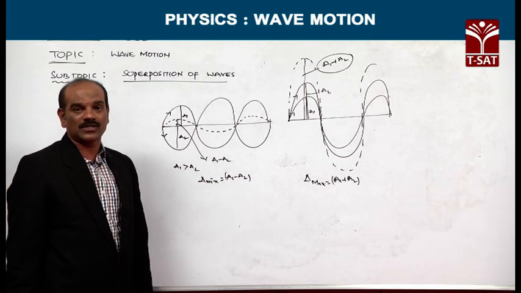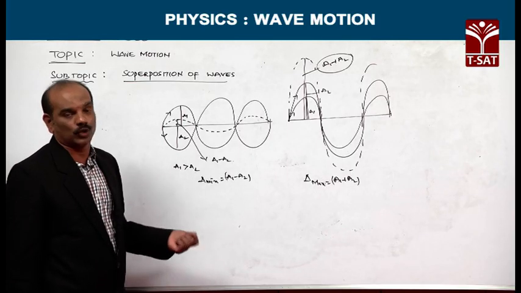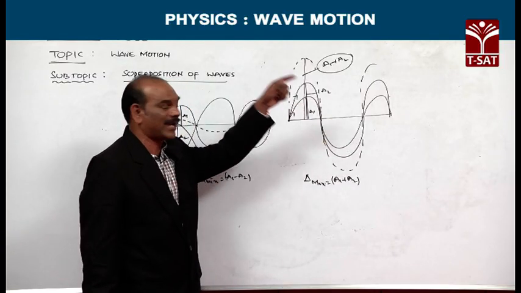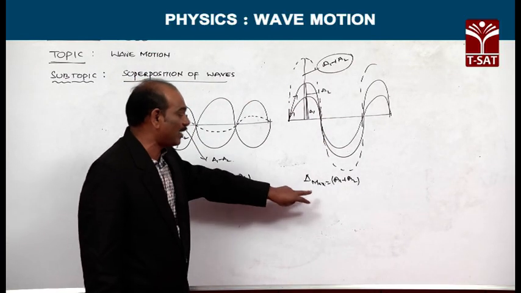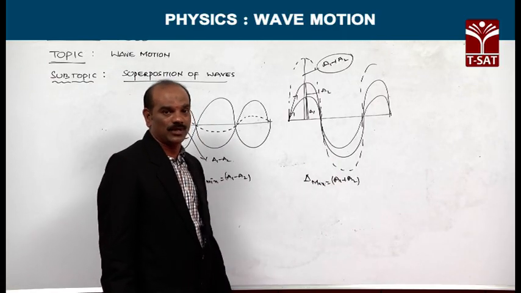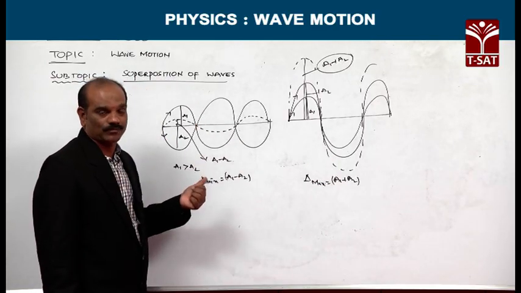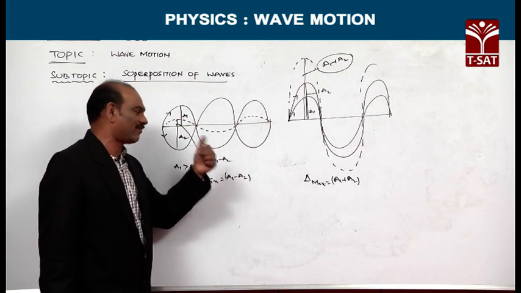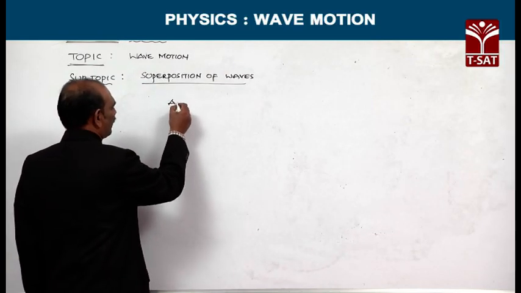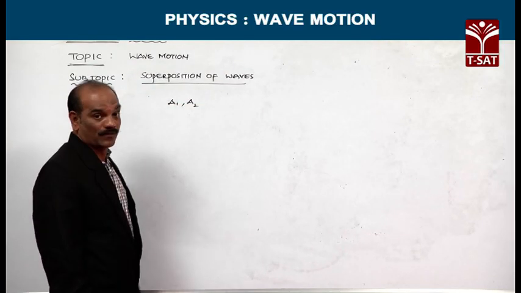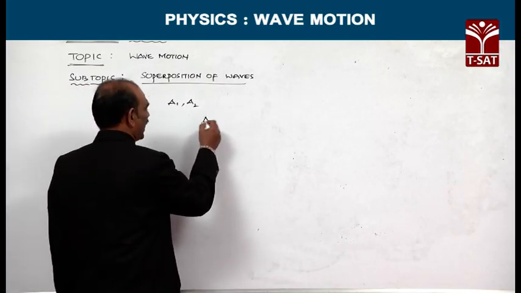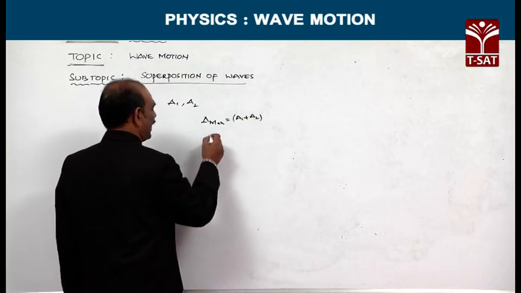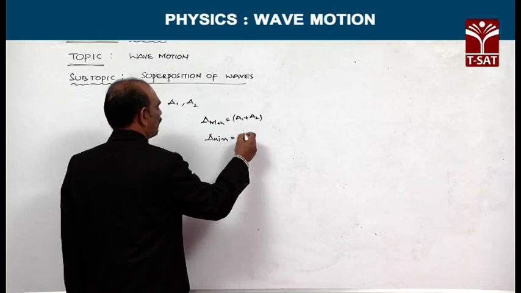So when two waves of amplitudes A1, A2 superpose each other, when they are moving along the same direction, the amplitude of the resultant wave is A maxima, equivalent to A1 plus A2. When they are moving opposite in direction, the resultant amplitude is A minima, equivalent to A1 minus A2. So if A1, A2 are the amplitudes of two individual waves, then A maxima is A1 plus A2 and A minima is A1 minus A2.